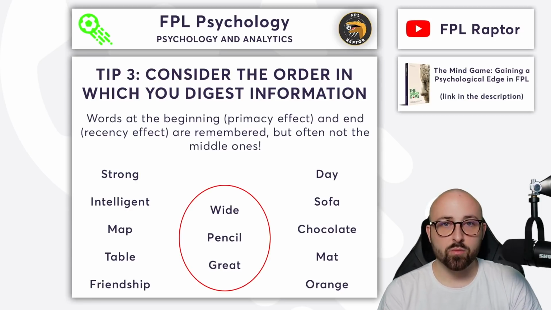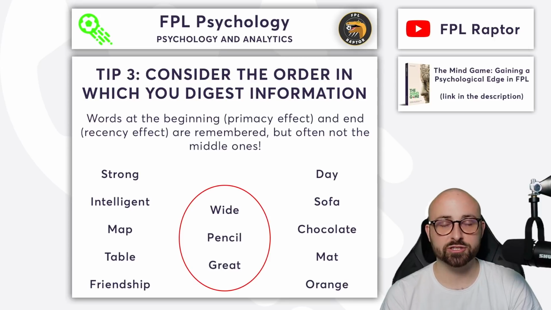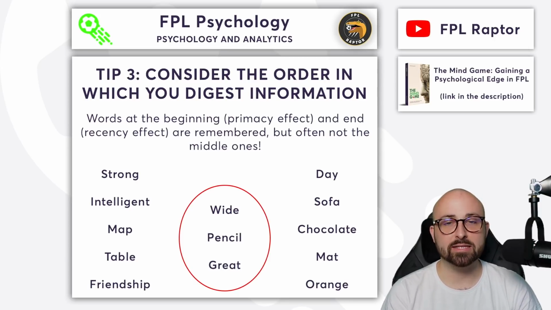The middle section were wide, pencil, and great. And then the last 5 were day, sofa, chocolate, matte, and orange. So this study would suggest that strong, intelligent, map, and then chocolate, matte, and orange should be the ones that you remember the most, and less people should remember wide, pencil, and great.